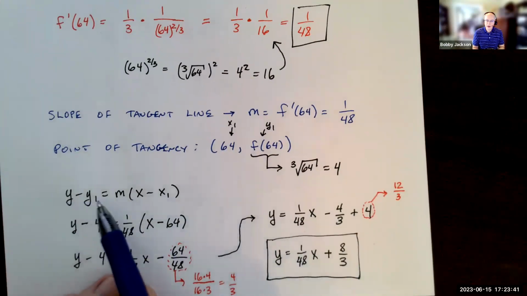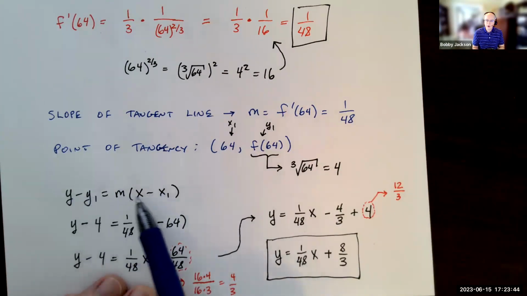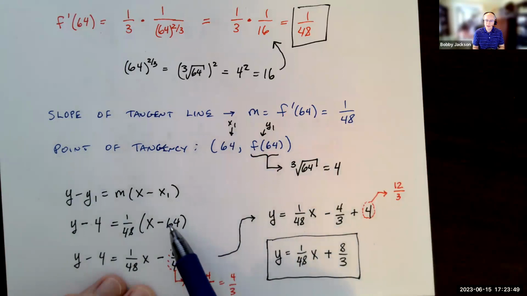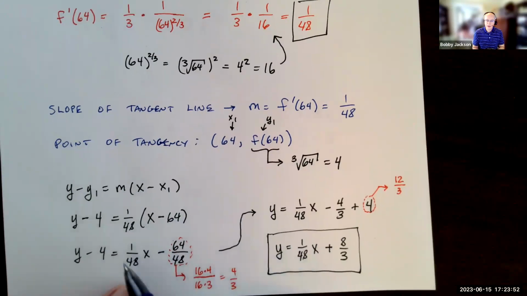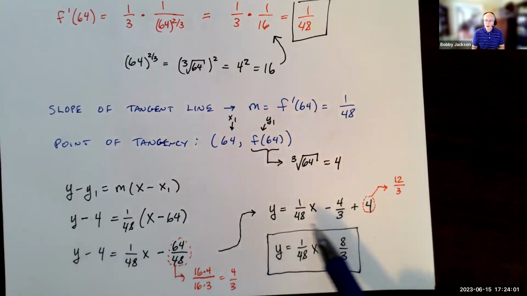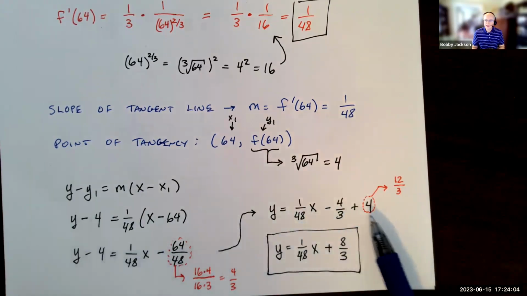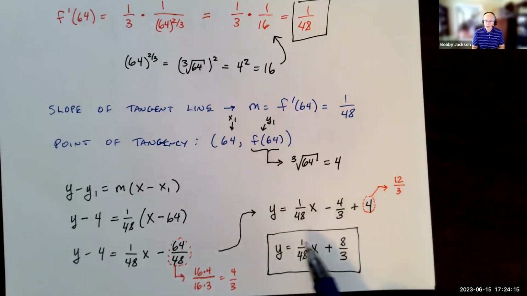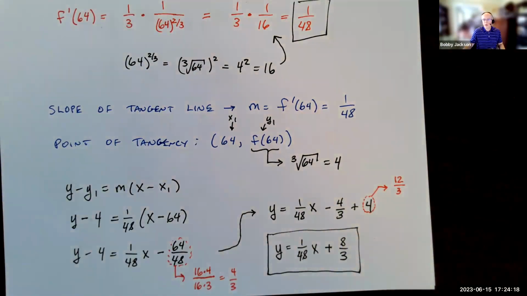And so now I can plug into my point slope form. I know y1 is my value 4, my x1 is 64 and m is 1/48. Just solving for y now, I distribute the 1/48 through. 64/48 simplifies to 4/3. And then I'm going to add 4 to both sides to combine these as one fraction, which they do want your results in fraction form. 4 is 12/3. Negative 4/3 plus 12/3 then is 8/3. And there is your tangent line equation. Okay, I hope this helps.